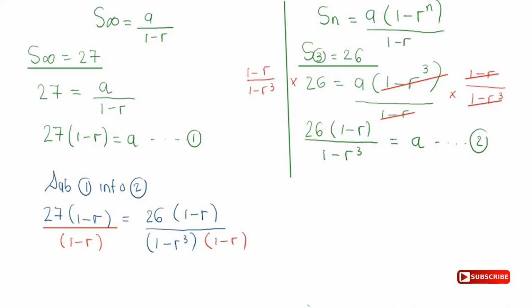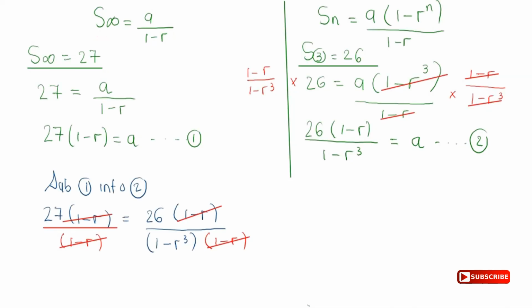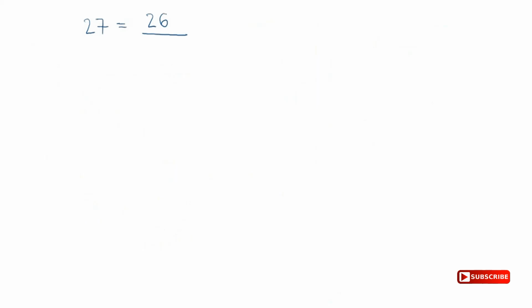And if you divide by this 1 minus r, right? Do you see that the 1 minus r cancels on this side and the 1 minus r cancels there, right? It cancels, right? And then we'll be left with 27, which is equal to 26 over 1 minus r cubed. Okay?